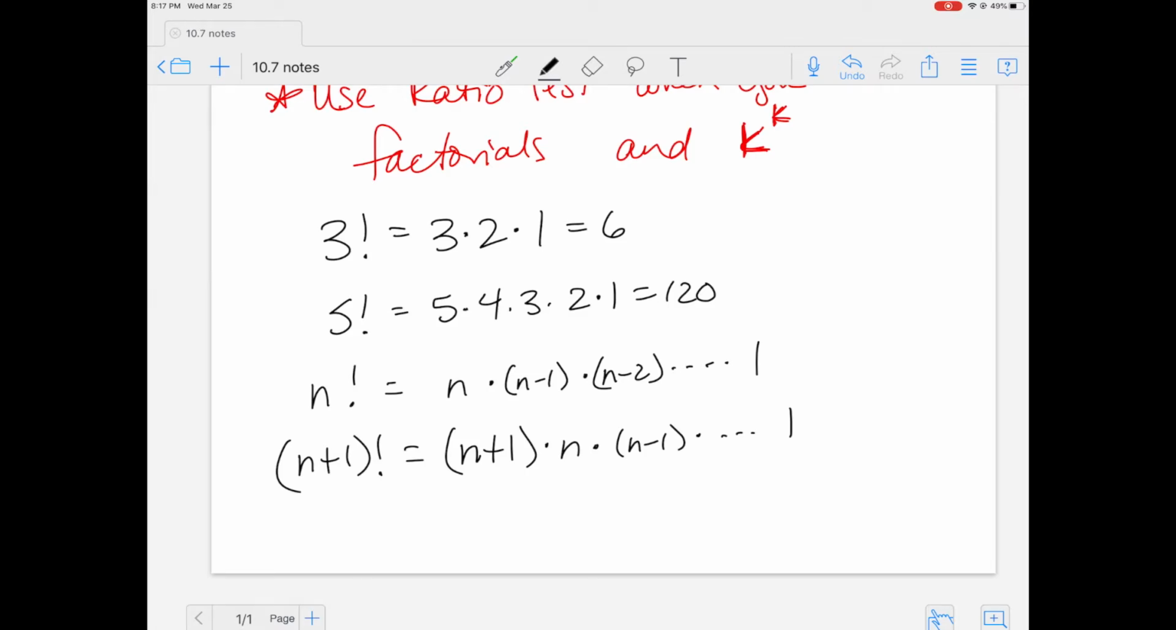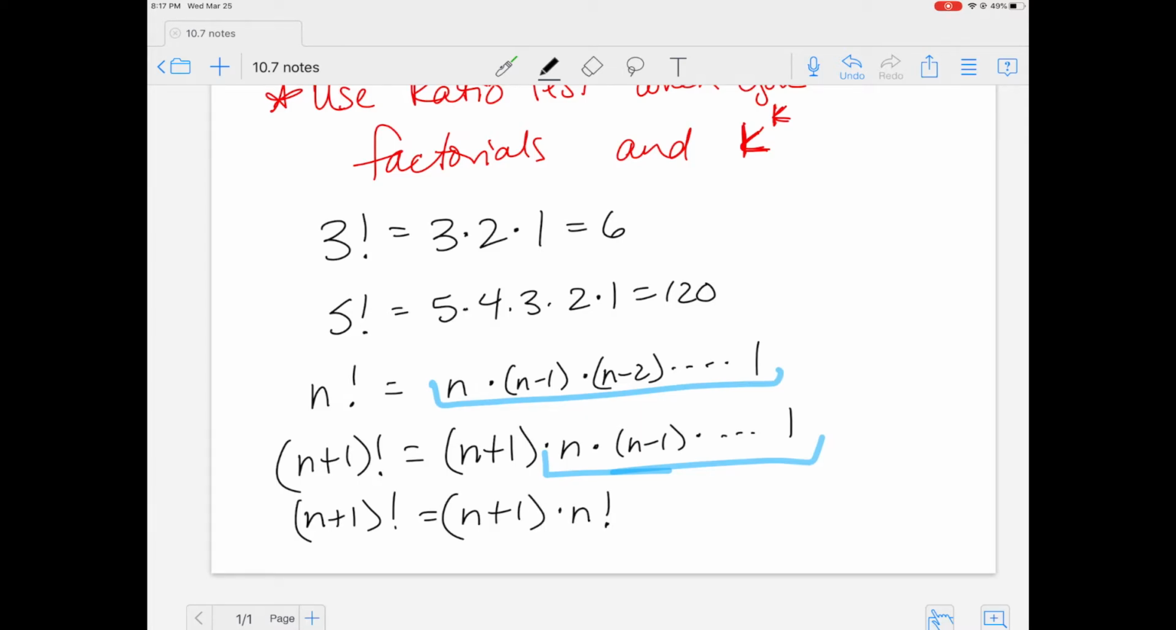Now, something I want to point out to you, because this is going to make an impact for us very shortly. You can actually write n plus 1 factorial as n plus 1 times that n factorial. Do you see that? Because n factorial then lays out all the rest of it. Okay, factorials, you're taking your first value and then you're just multiplying it out from there. All right?